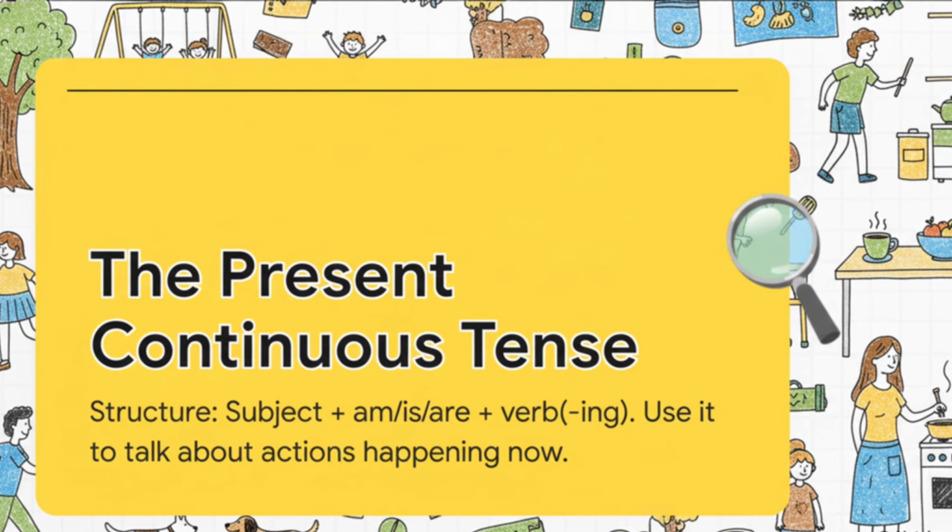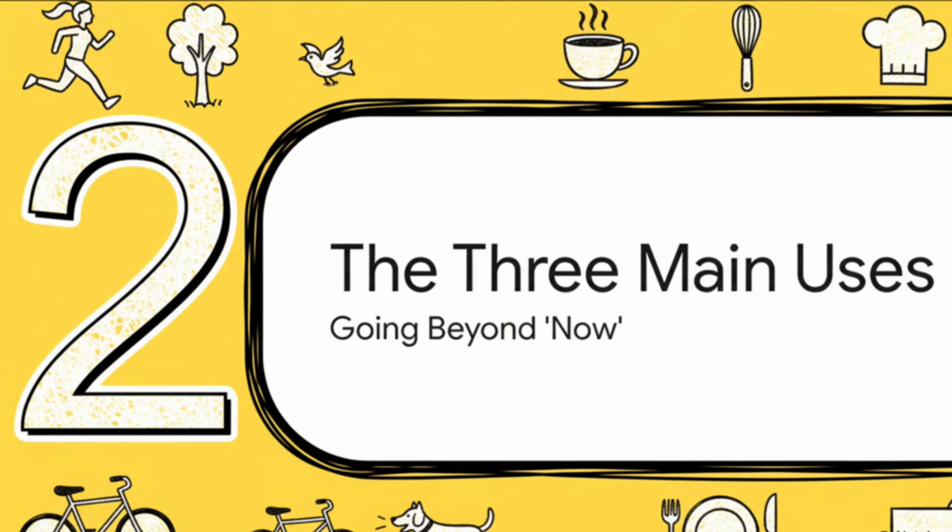So what's the magic formula here? Well, it's actually super simple. You just take your subject, add the right form of the verb to be, so am, is, or are, and then you add your main verb with an ing at the end. That's it. But here's where it gets really interesting. The present continuous isn't just for what's happening this very second. Let's explore its three main uses.